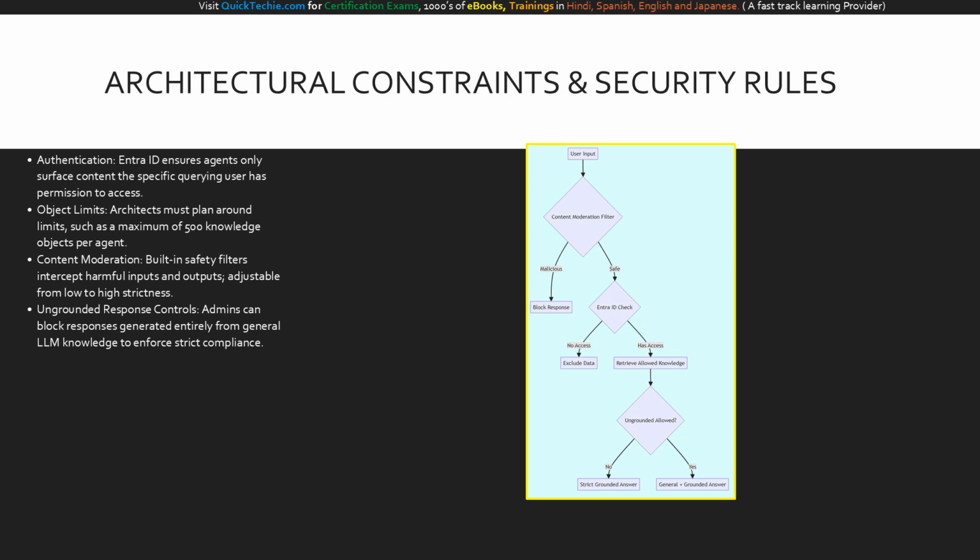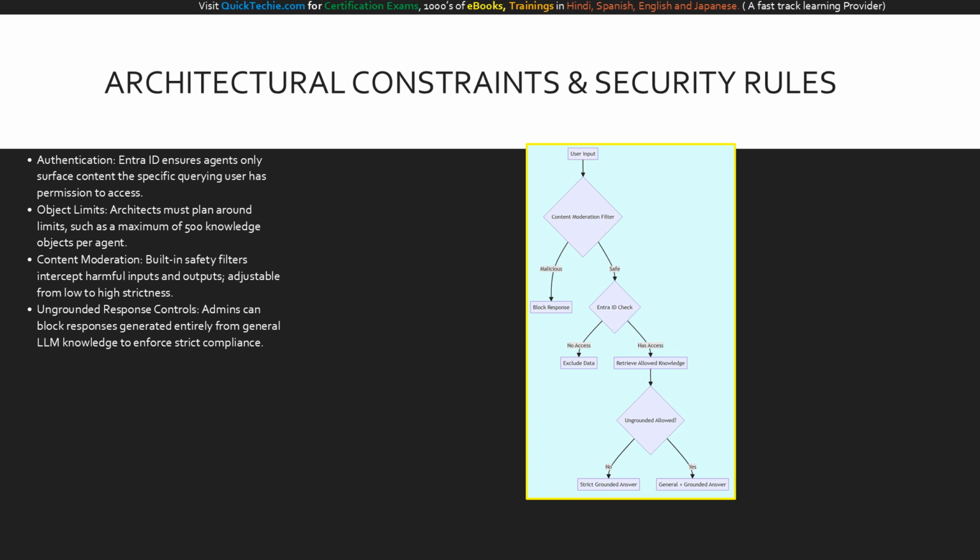A critical part of your design strategy is establishing architectural constraints and security rules. Security is paramount. By enforcing Microsoft Entra ID authentication, Copilot Studio ensures that an agent will only ever surface knowledge source content that the specific user is explicitly authorized to view. You also need to design within platform limits, such as the maximum of 500 knowledge objects per agent.